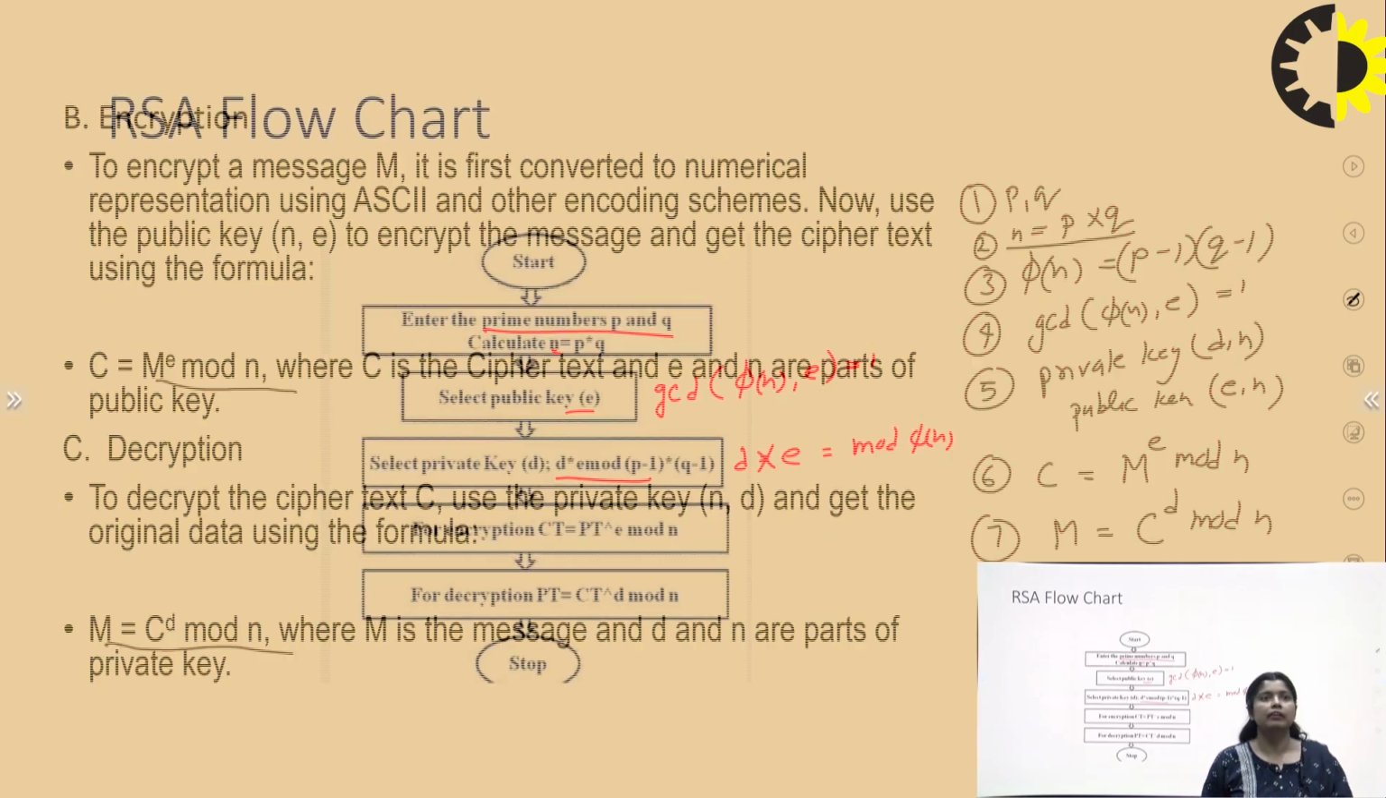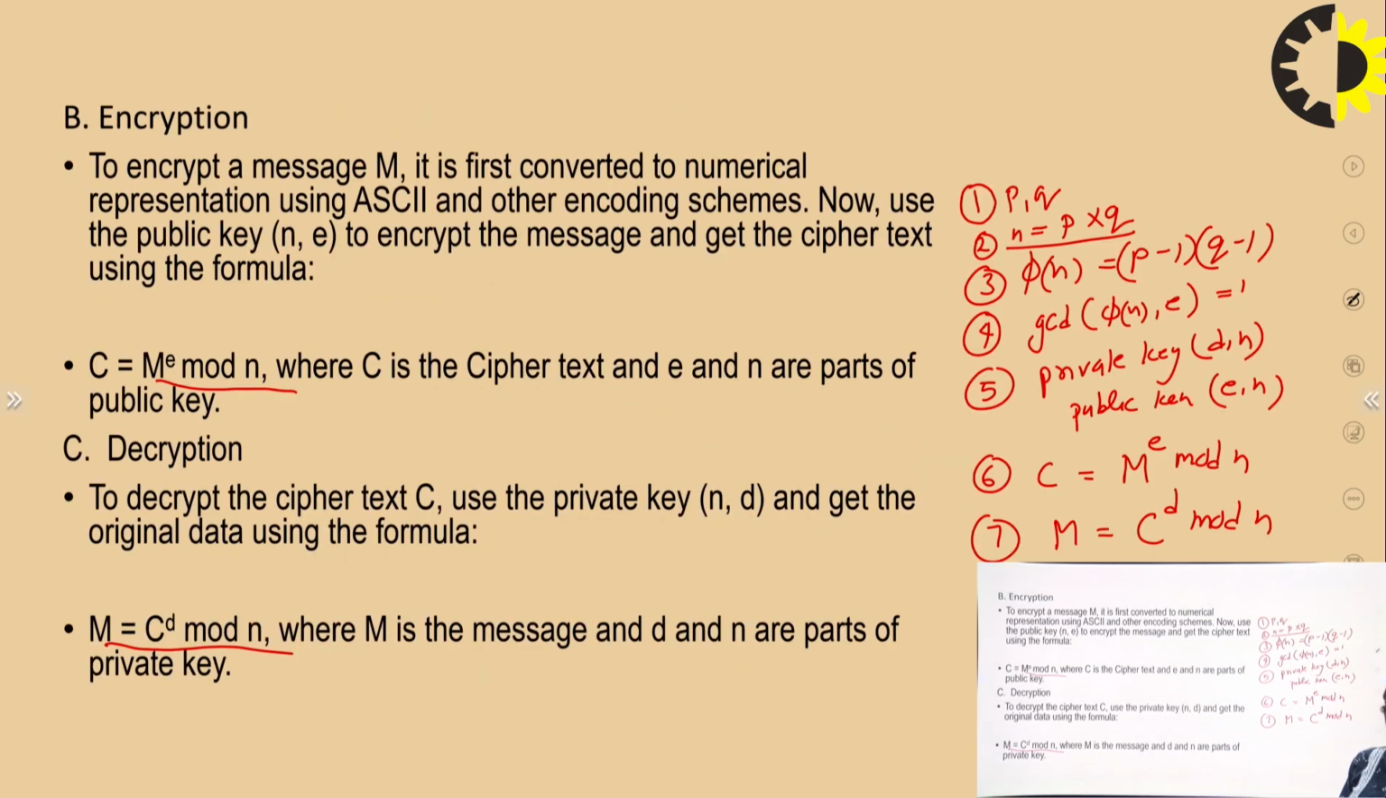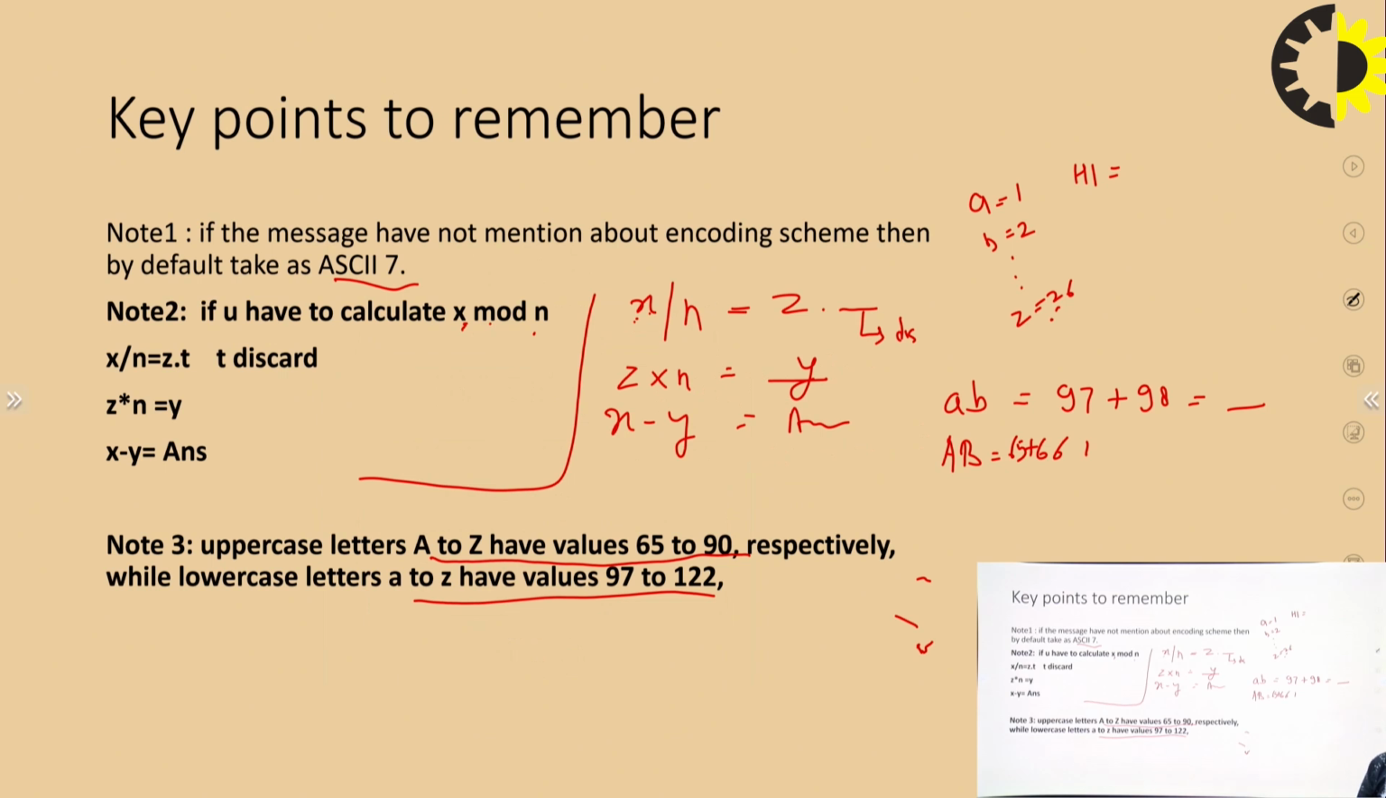Whenever you are going to apply RSA, first the prime numbers are there, then n, then phi n and GCD. Then calculate the private key and public key. C means ciphertext is this one, and m equals c to the power d mod n. And the one more thing you have to know is how you are going to calculate the x mod n.